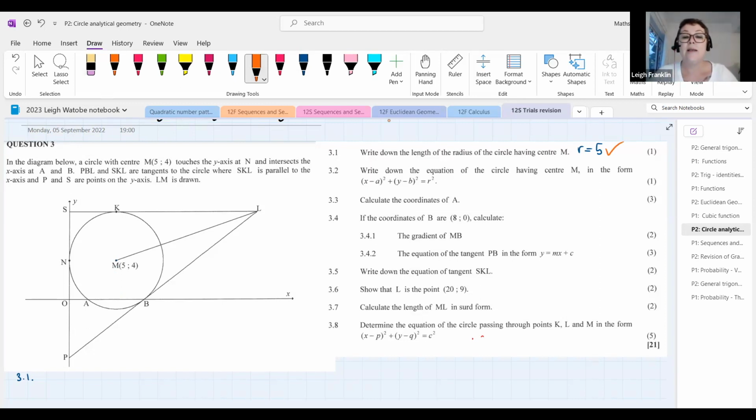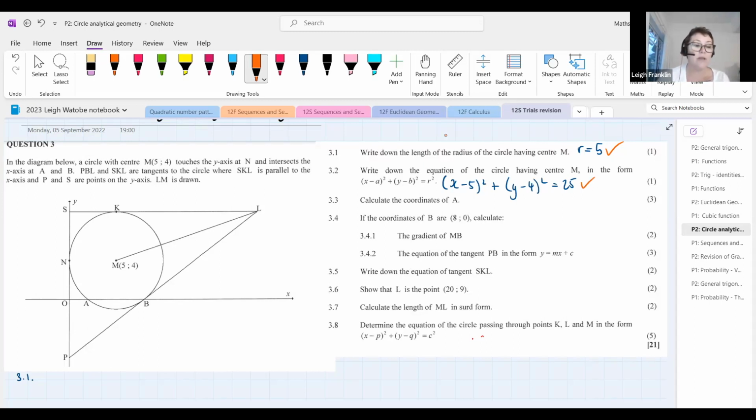Boom, there we go. Now they want us to write down the equation of a circle having center M in the form given. All right, so if we have been given the coordinates of the center, it's very easy. And we know the length of the radius, so we know what r squared is. So this would be (x - 5)² + (y - 4)² = r², so that would be 25. Okay, so we would have another mark over there.